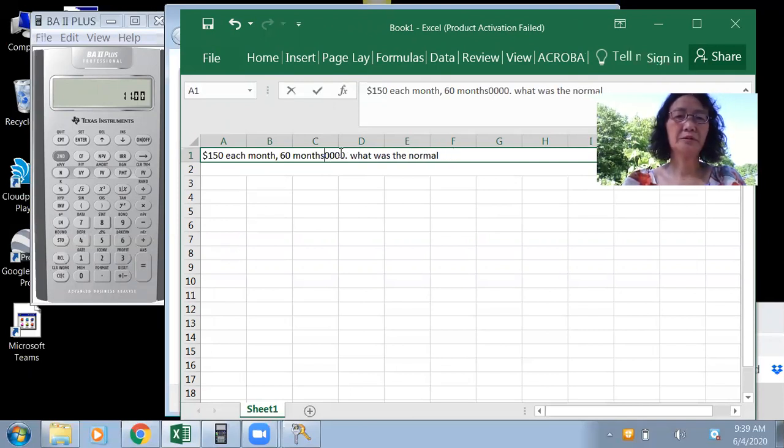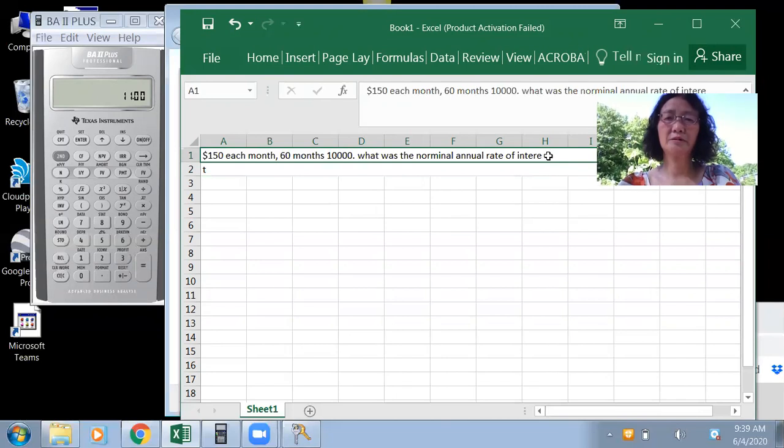Nominal. What is the nominal annual rate of interest? So I repeat the question. You put $150 each month for 60 months into a saving account, and the accumulated value after 60 months is $10,000. The question was, what was the nominal annual rate of interest?